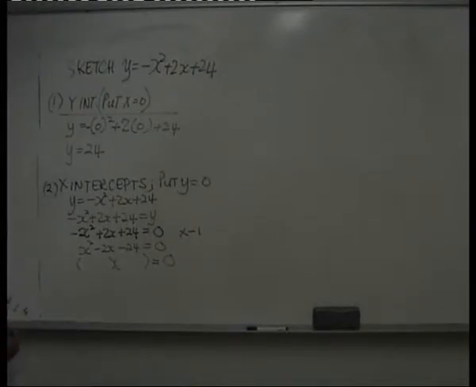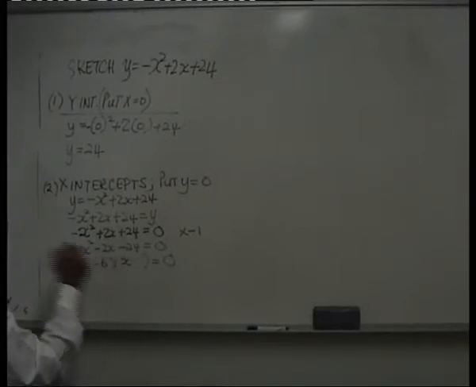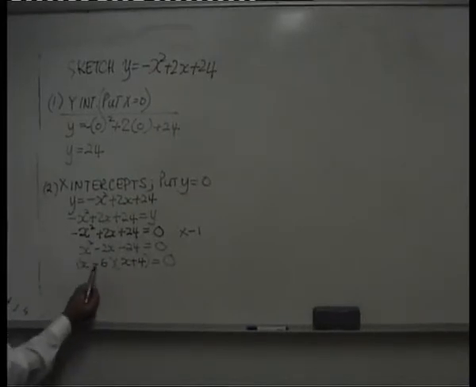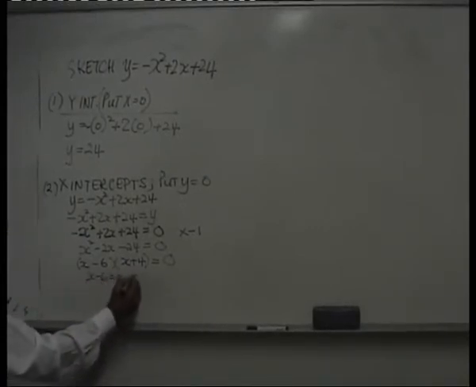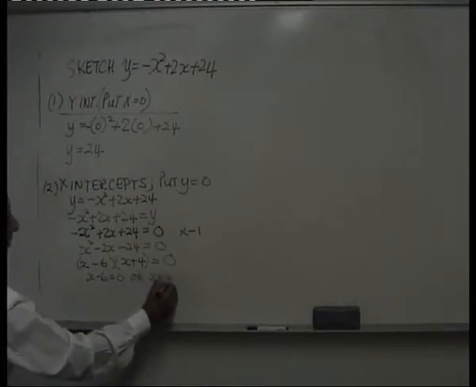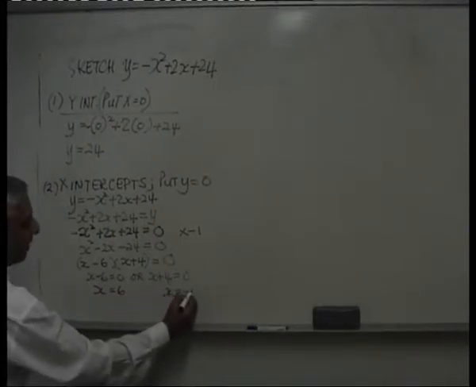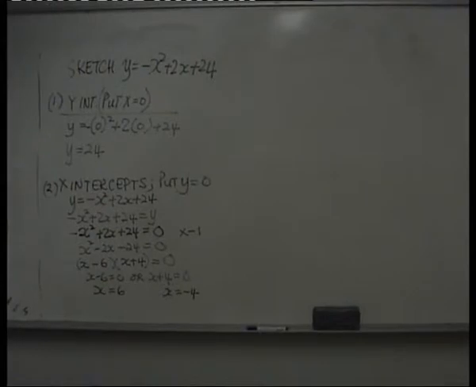So the factors over here will be x minus 6, x plus 4. Test: x squared minus 6x plus 4x will give you minus 2x minus 24. And then x minus 6 is equal to 0, or x plus 4 is equal to 0. So x is equal to 6, or x is equal to minus 4. So we've got our x-intercepts.